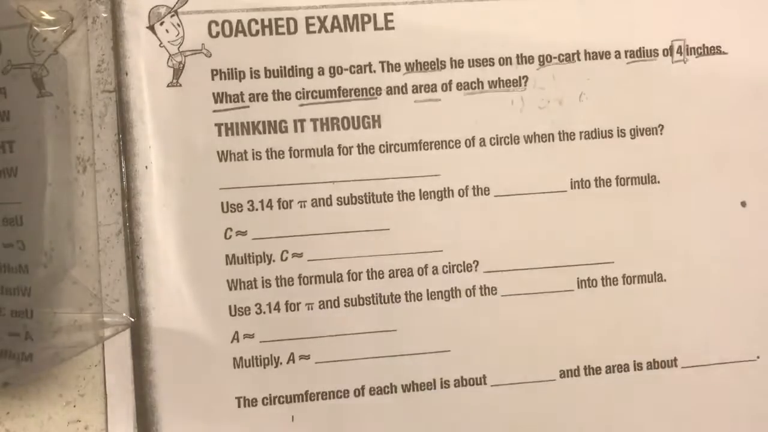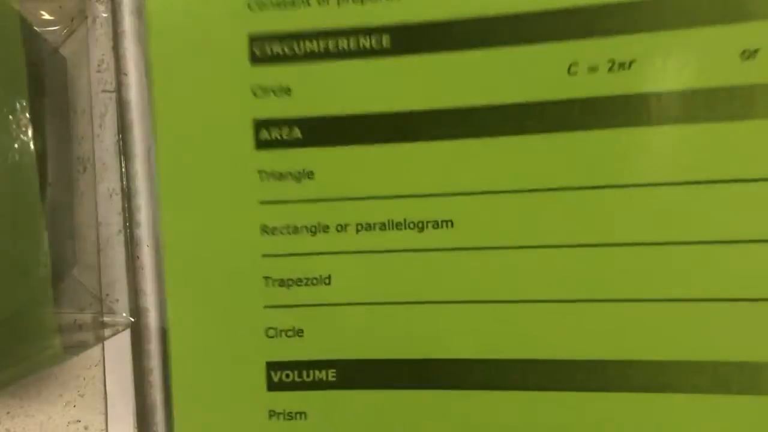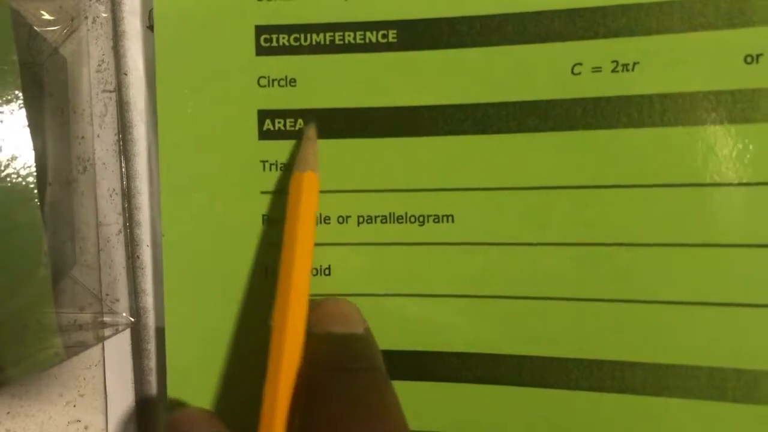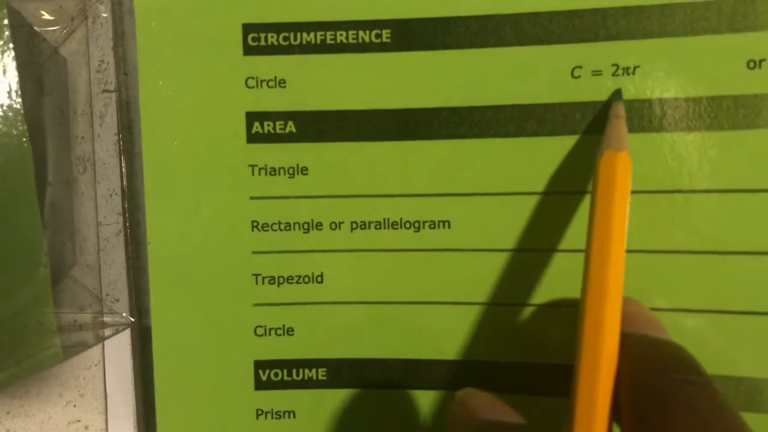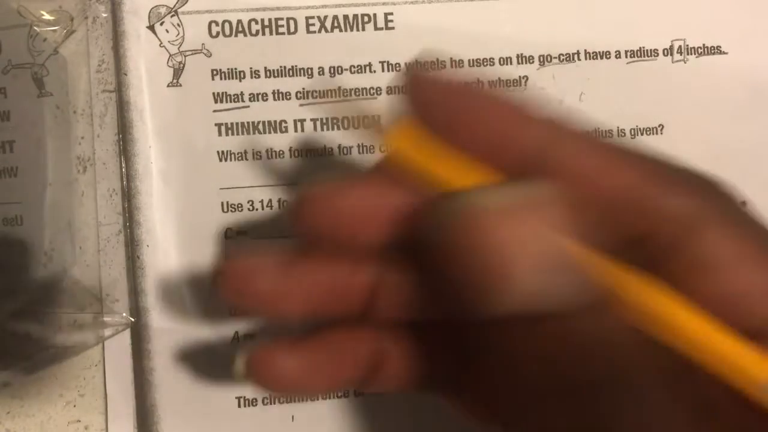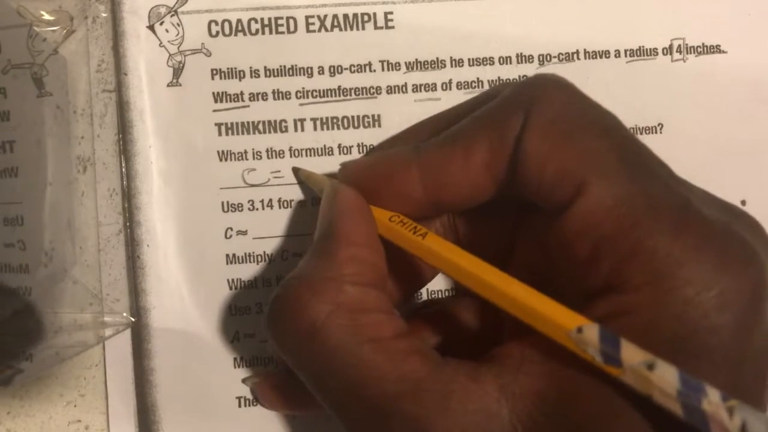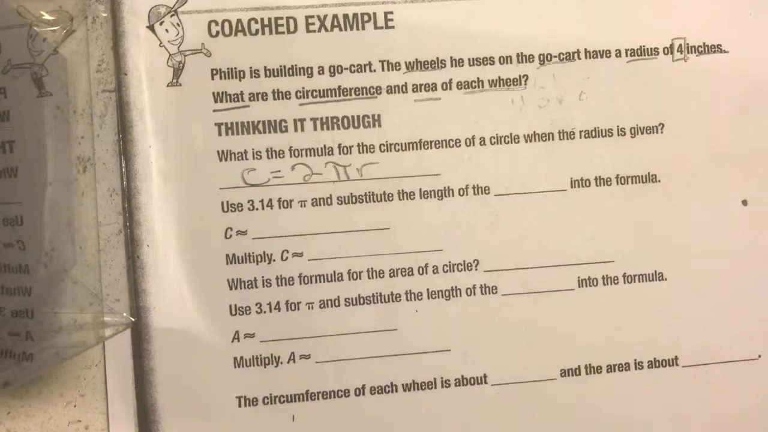Now, of course, when we're on the STAR, we're going to look at our handy dandy reference chart, and when we look here, we're going to see that we have circumference, and under circumference, we look right over here and it says circumference equals 2 pi r. So let's go ahead and write that in. Circumference equals 2 times pi times r.